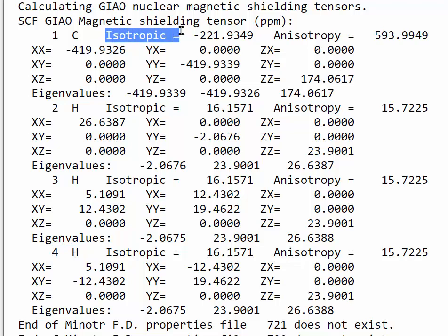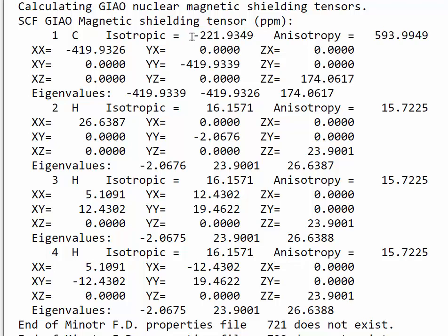In each section we have labeled the isotropic shielding. This is the absolute shielding that is averaged over all directions. That's what isotropic means. Look at the value for the averaged over all directions absolute shielding for the carbon in methyl cation. It's negative. It's actually minus, right? In TMS, this number would be positive 180, but in methyl cation, it's minus 221.